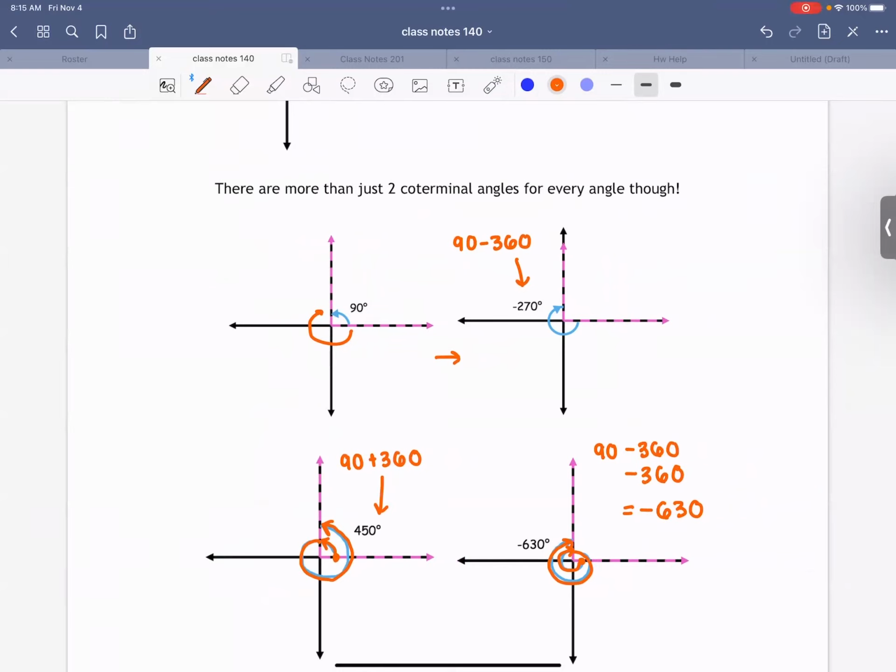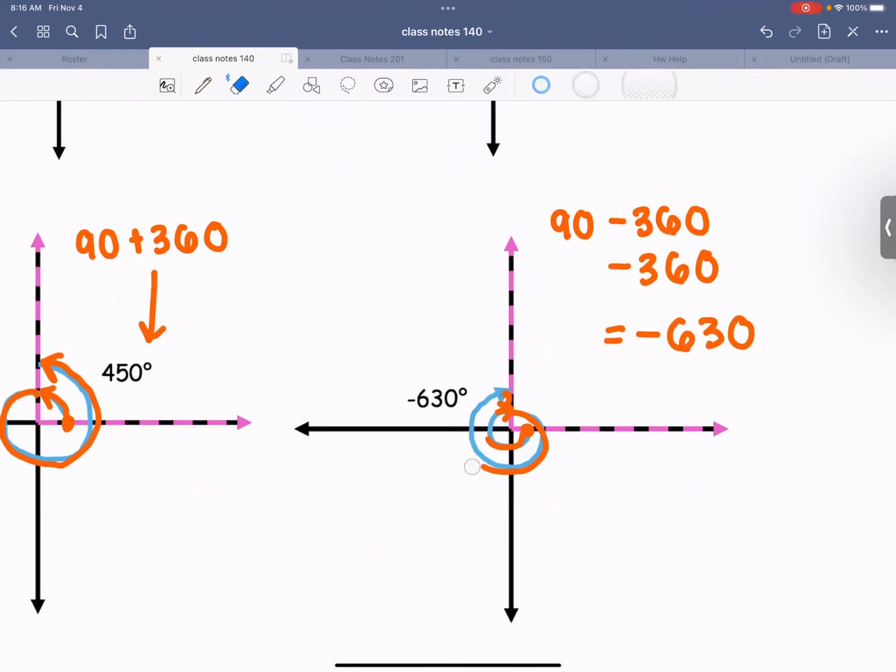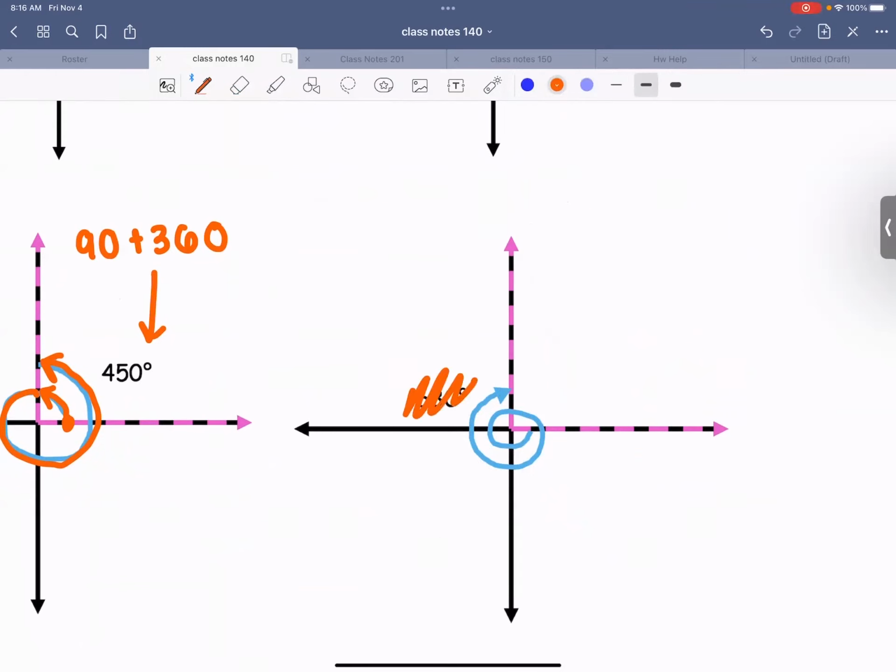Just kind of count how many times it touches the positive y-axis. Yeah, so what I would do, that's a good question. Let's pretend I didn't know what this number was and you wanted to figure out what it was, and you didn't know how many times to subtract 360. This is what I would do. First of all, I would figure out that this was negative 270 degrees based on the other picture.